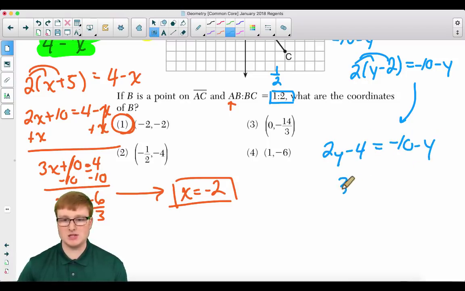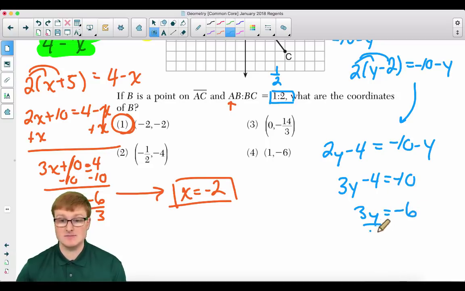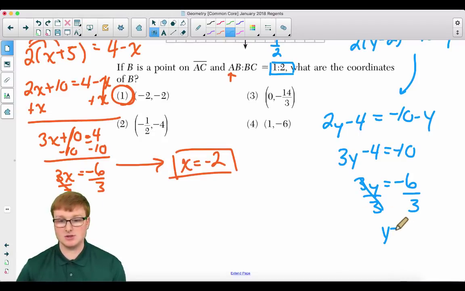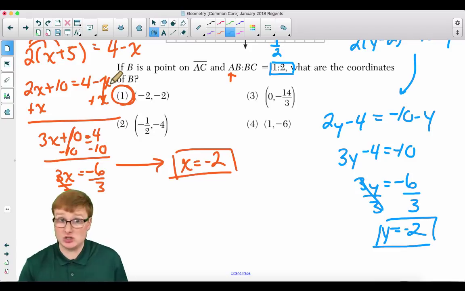Add that y on both sides. We get 3y minus 4 equals negative 10. Add that 4 on both sides. We get 3y is equal to negative 6. And we divide by that 3. And once again, we get y is equal to negative 2. So we know for sure that we got this question right. Your answer is choice 1.